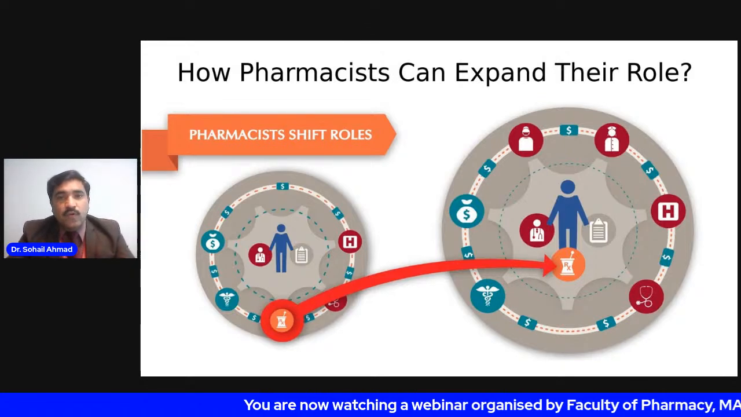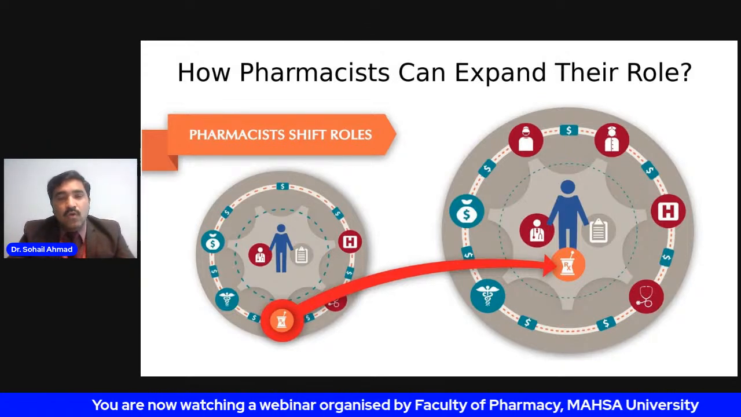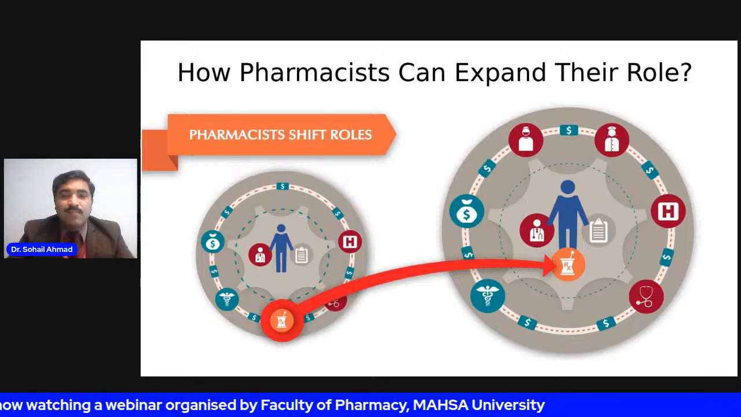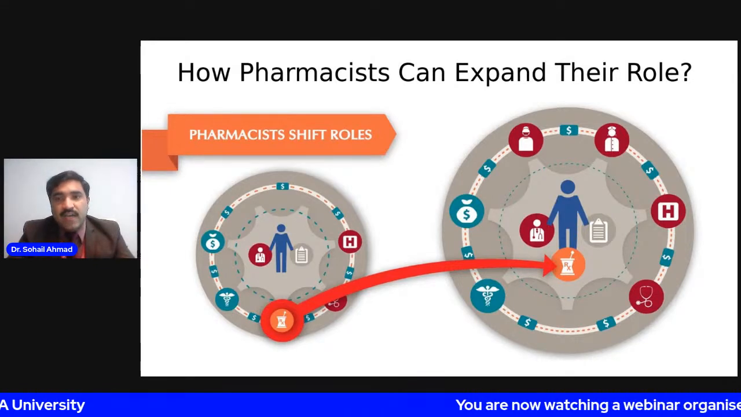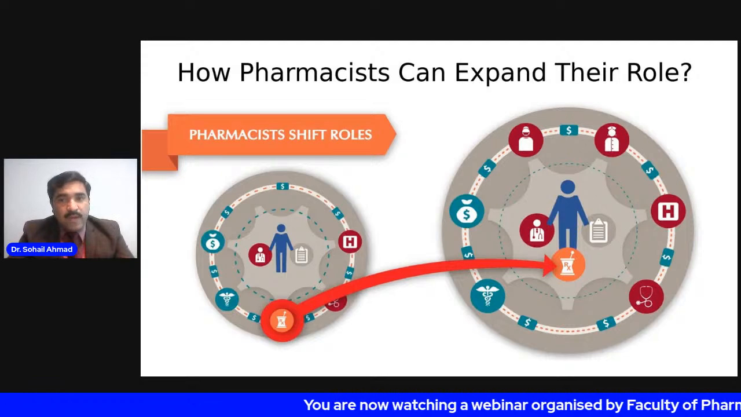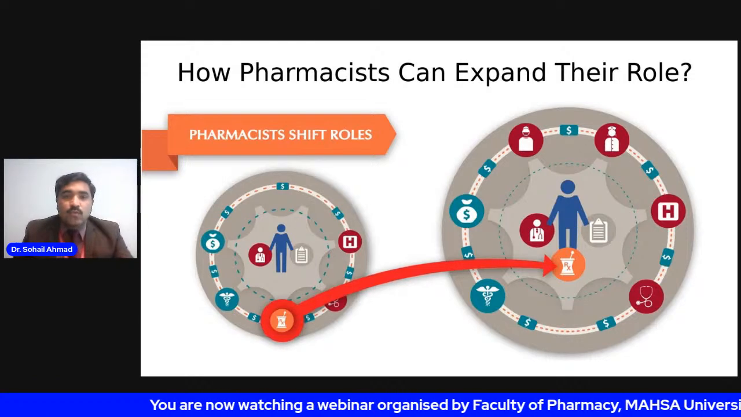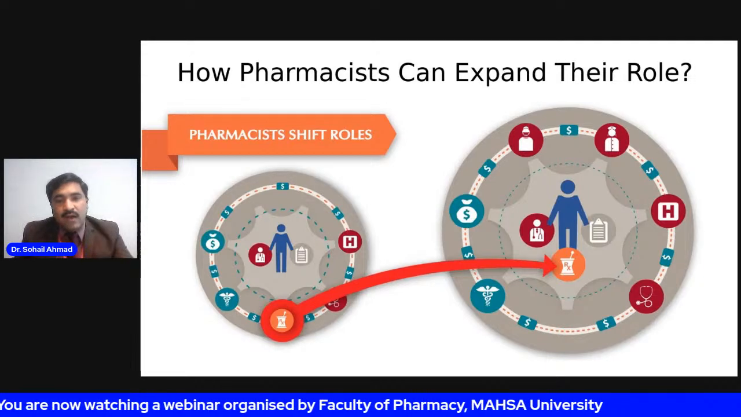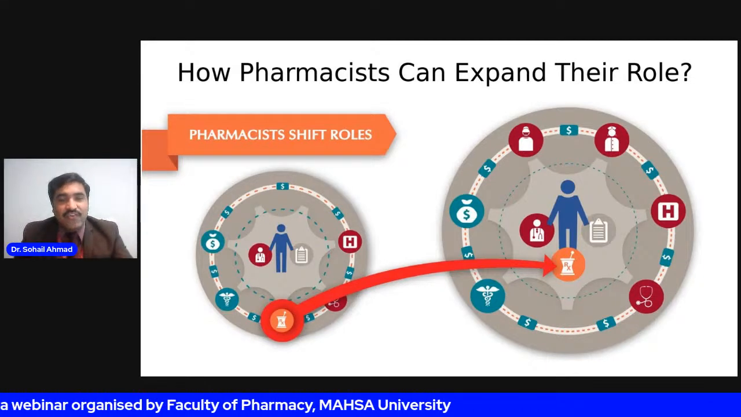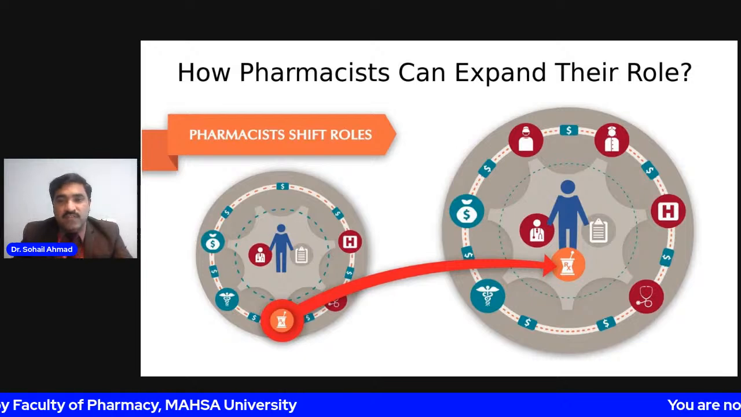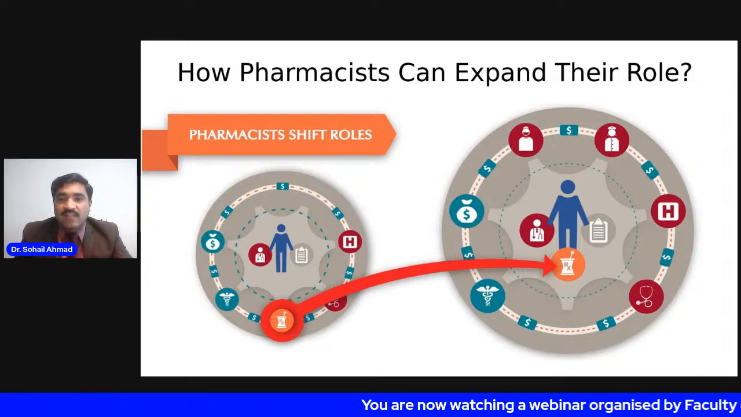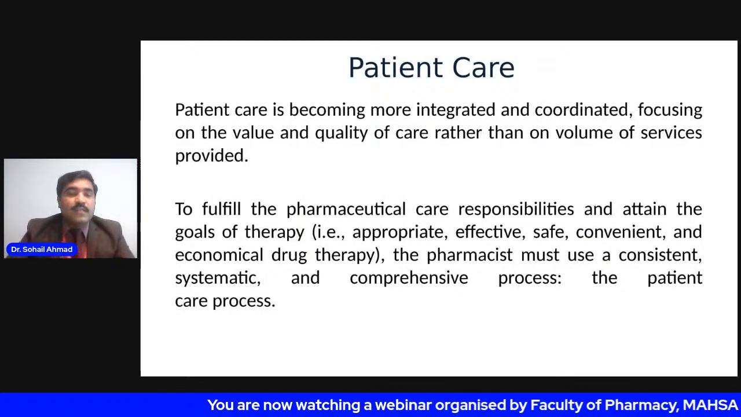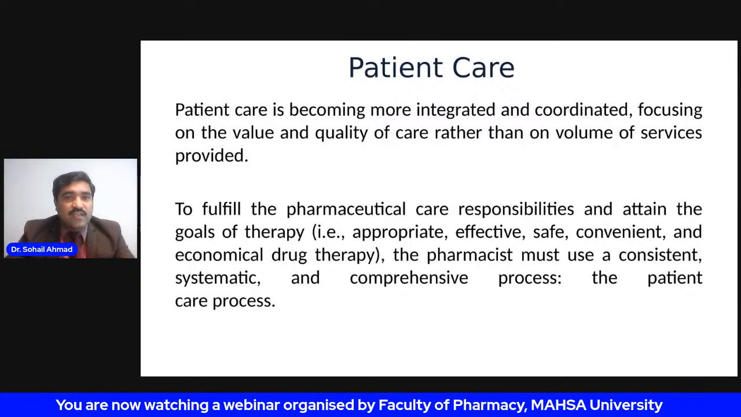So maybe 2 or 3 decades before, the pharmacist was not a part of the healthcare team, so pharmacists used to work in silos. But with the passage of time, now they are effective members of the healthcare team. Previously they were more like outside the healthcare territory. So with the evolution of their roles, now they are active members of the healthcare team that ensure optimized patient care.